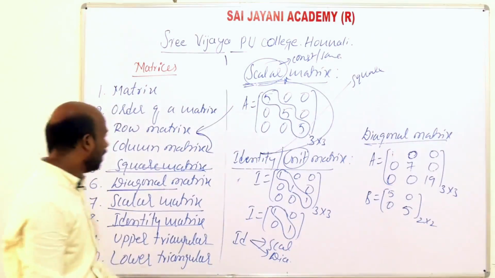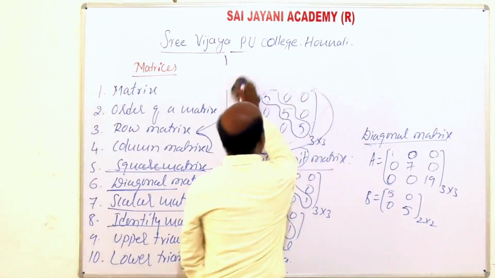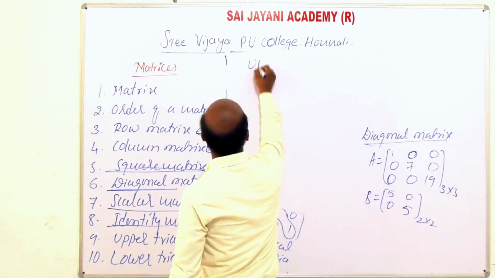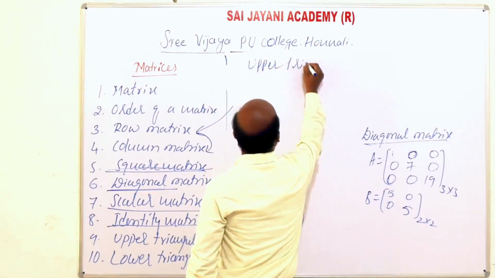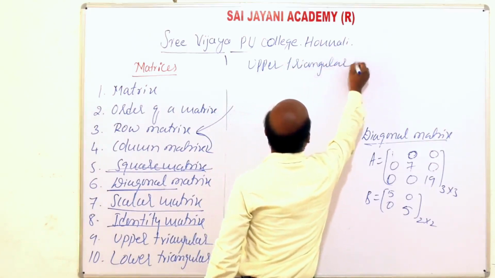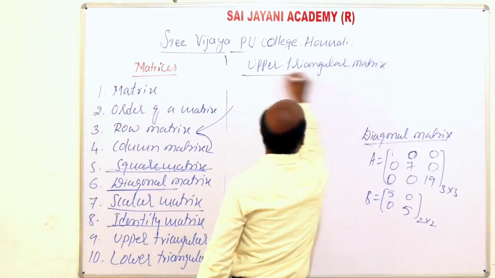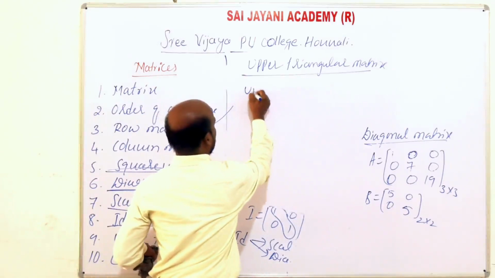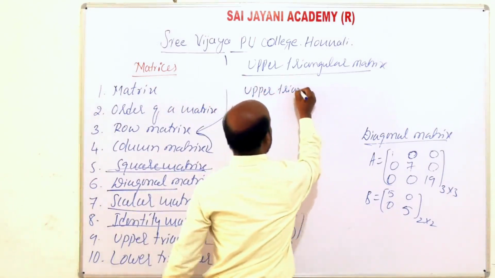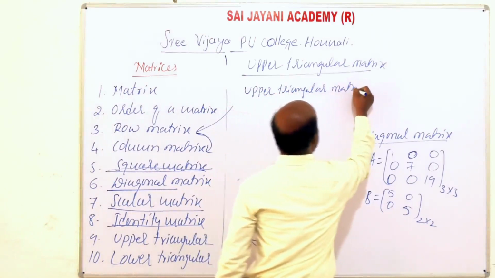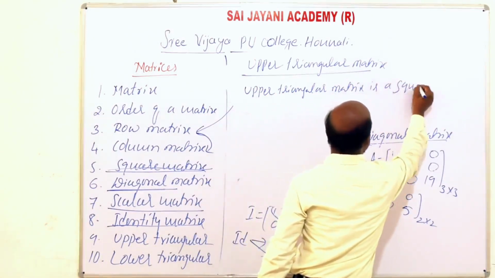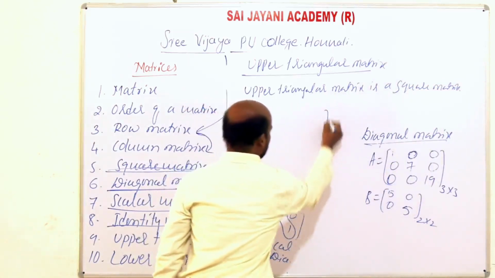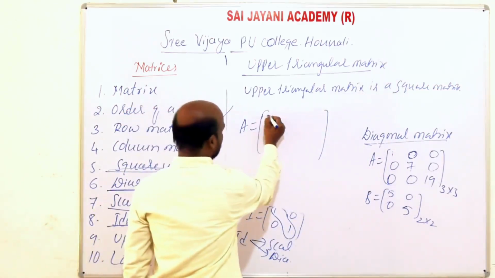Okay, after that upper triangular matrix and the lower triangular matrix. Upper triangular matrix. Again, upper triangular matrix is a square matrix, obviously. So matrix A is equal to elements below the principal diagonal elements zeros ಇರಬೇಕು.